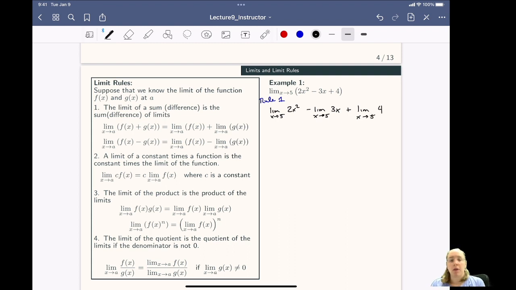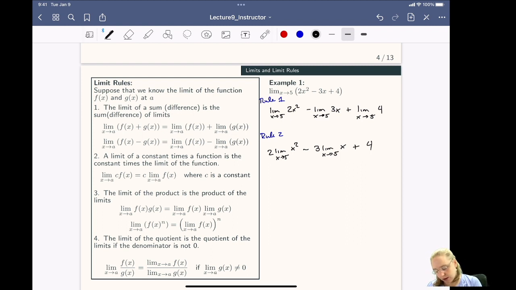All right. Now, the next rule is that if we have a constant inside of a limit, so some of the constants that we have here are 2 and 3, those constants can be factored outside of the limit. So let's factor those out. So we have rule 2, and we end up with 2 times the limit as x goes to 5 of x squared, minus, now we can factor out that 3, the limit as x goes to 5 of x, plus, now the 4 factors out and leaves nothing else in there, so we simply have 4. So if you have the limit of a constant, that is just the constant itself.